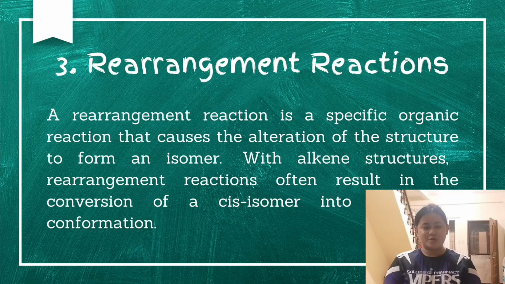Today we're going to explore the differences between the alkenes and the alkynes and their rearrangement reactions. And as we all know, an alkene has only one double bond, while an alkyne has a triple bond.